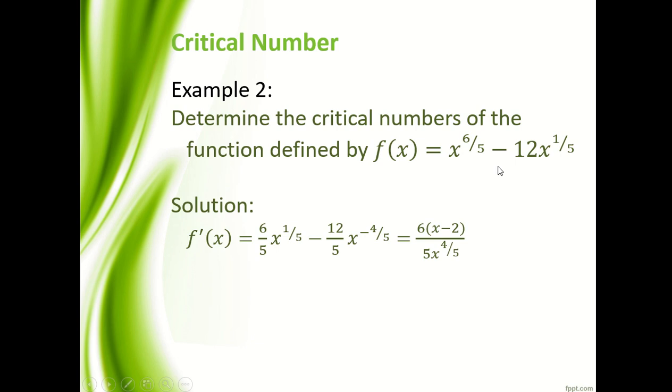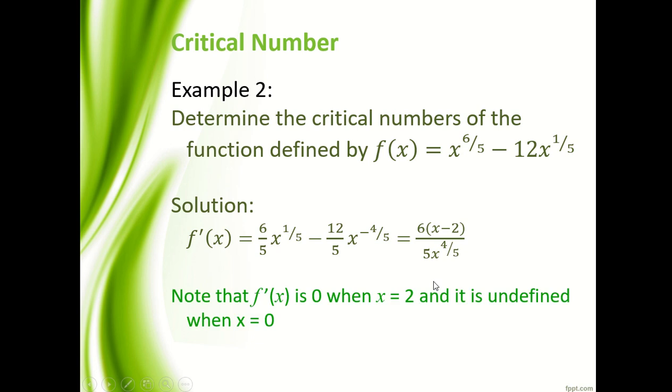Alright, so minus, again this is a constant multiple together with the power rule. So 1/5 will go down times 12, so 12 over 5 x to the power 1/5 minus 1, that is equal to negative 4 over 5. Okay, then simplifying, finding the LCD here, we get f prime of x equal to 6 times x minus 2 divided by 5x to the power 4 over 5.